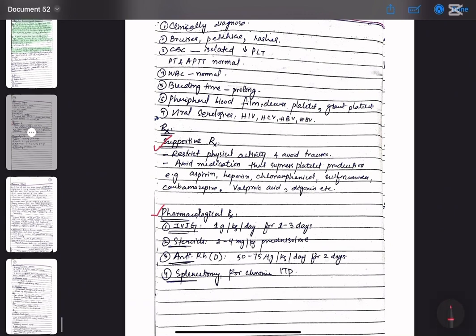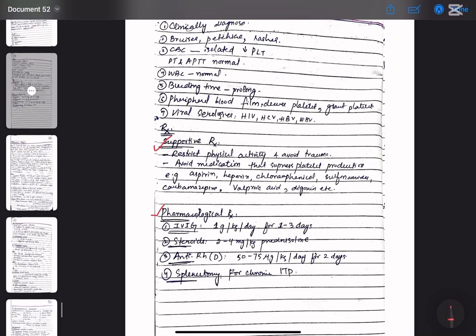Now coming towards the next topic, that is thalassemia major.